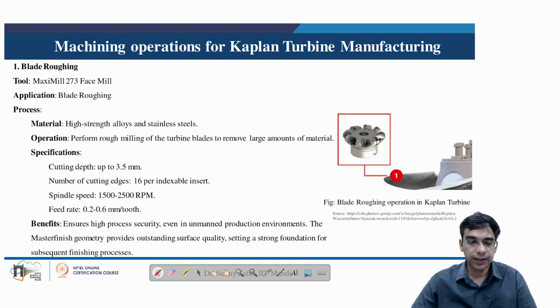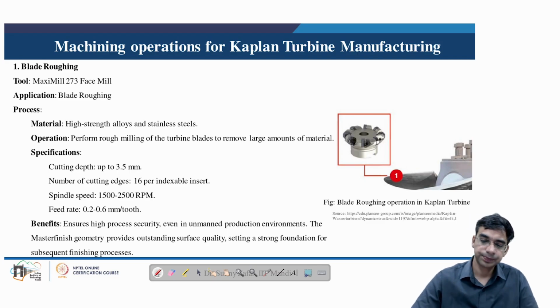Specifications involve cutting depth up to 3.5 millimeter, number of cutting edges that is 16 per indexable insert, and spindle speed of 1500 to 2500 rpm is utilized. A feed rate of 0.2 to 0.6 millimeter per tooth is utilized, which ensures high process security even in conditions of unmanned or unsupervised production environments. The master finish geometry provides outstanding surface quality, setting a strong foundation for subsequent finishing processes.